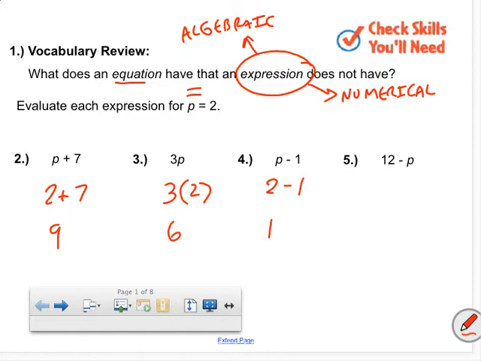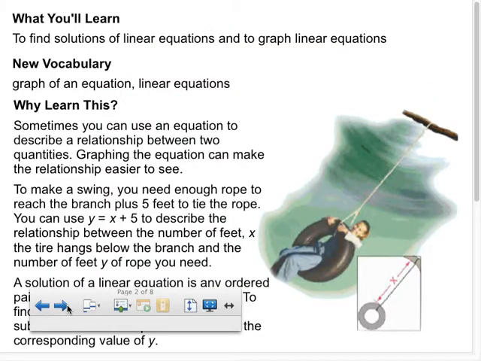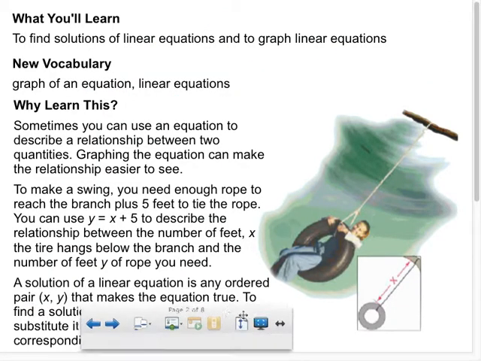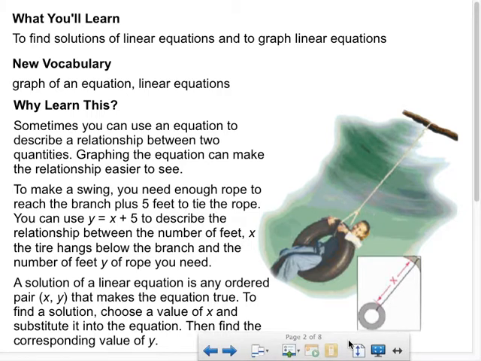And who's got the last one, number 5? Can I get a volunteer, somebody I haven't heard from? Ade? 12 minus 2 is 10. Very good. Okay, so since I want to post this to the message board, I haven't been able to make the video yet. I'm going to go and read this.